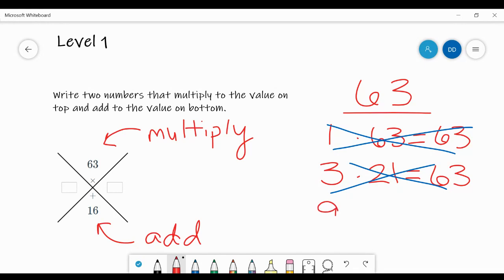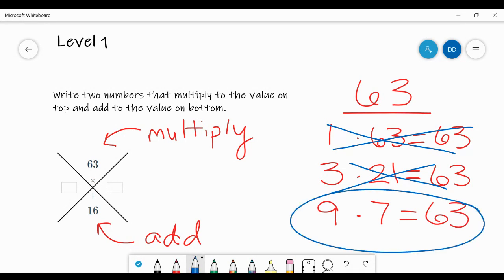Another combination is 9 and 7. That gives us 63. And when we add those together, we get 16. So that's the number combination that we want. So we can put the 9 here, we could put the 7 here. You can do it the other way around if you want. You could put the 7 here and the 9 here. Either way, it does not matter because both of these are commutative. You can move the stuff around, and that's it. You should be done with that answer. You press submit, and you're good. 9 times 7 is 63. 9 plus 7 is 16.